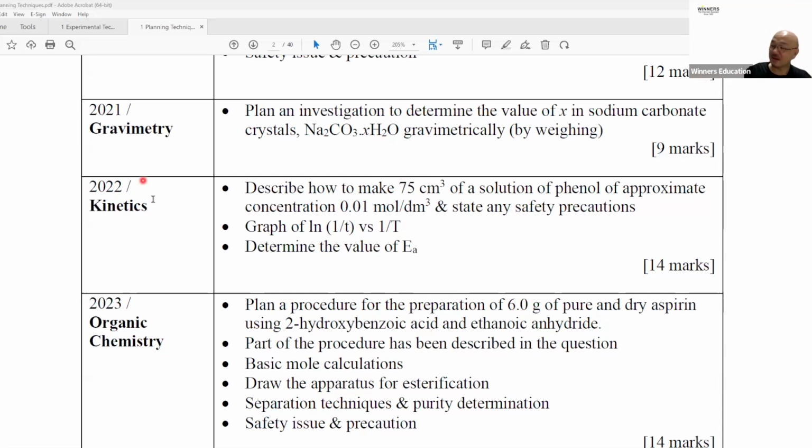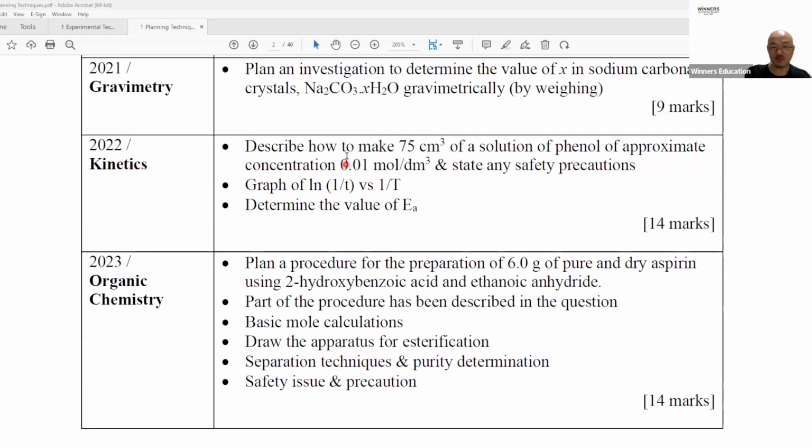Okay, done. Kinetics came back again in 2022. Describe how to make 75 cm3 of a solution of phenol of approximately 0.01 mol per dm3 concentration and state any safety precaution. Can you see? Once you touch organic, always ask for safety precaution. Remember the two, three liner. Just whack it, you get 1 mark. Do you know how to make a solution of phenol of this concentration?